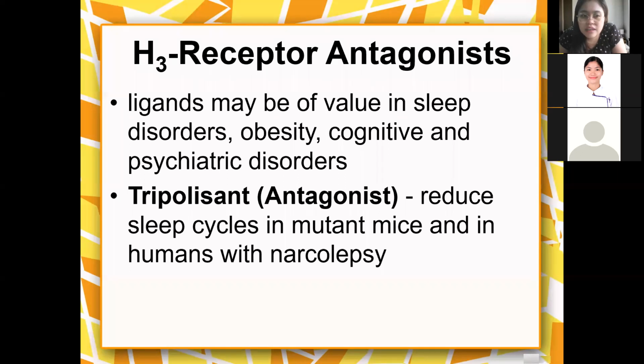Actually, we have one drug, the tripolisant. That's the name of the drug. It's an antagonist sa H3 receptor. And animal studies showed that it can reduce the sleeping cycle sa mga ilaga, and sa humans also, the human studies also showed na it can reduce the sleeping cycles of people with narcolepsy. Di ba ang narcolepsy kato ng mukalit lang bitaw sila katulog class? They have problems with their brain and yung mukalit lang sila og katulog.